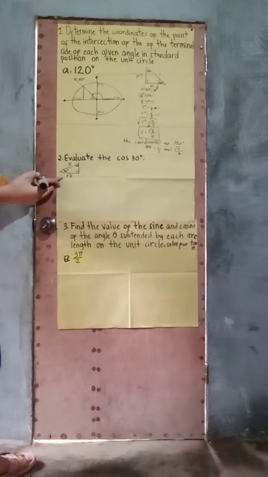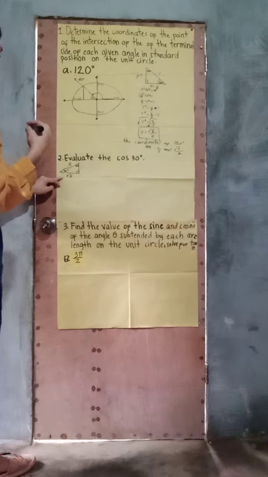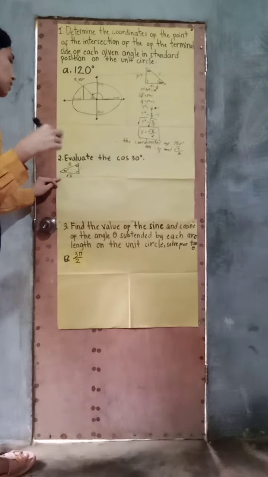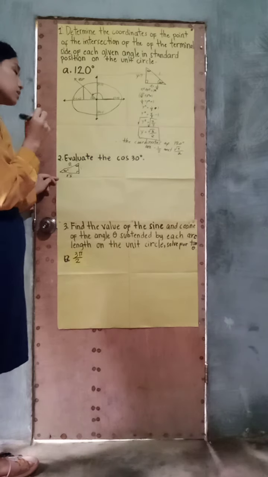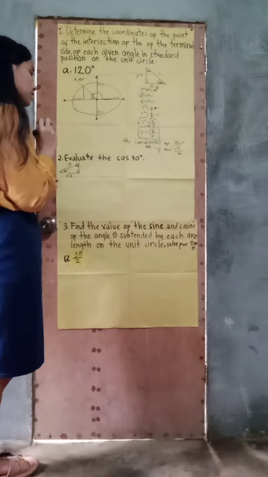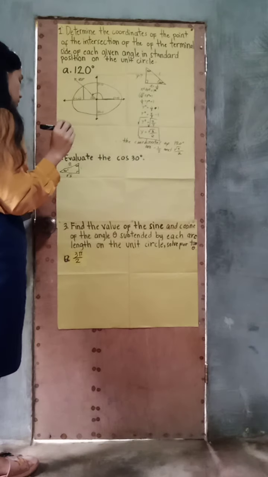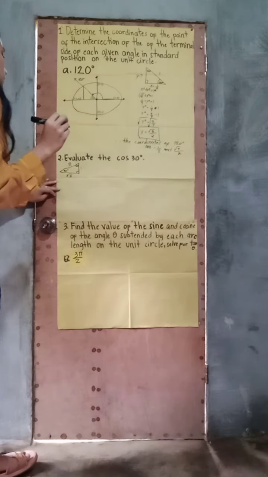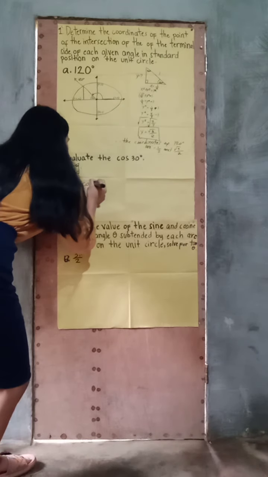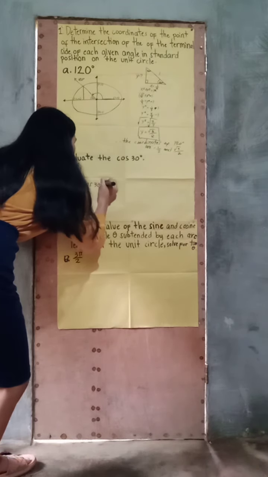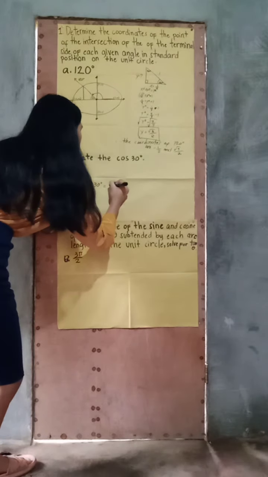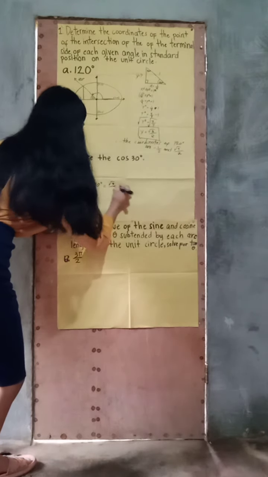From this, we can easily find the cosine of 30 degrees. Remember SOH-CAH-TOA, wherein the CAH, or cosine, equals adjacent over hypotenuse. So therefore, the cosine of 30 degrees is square root of 3 over 2.